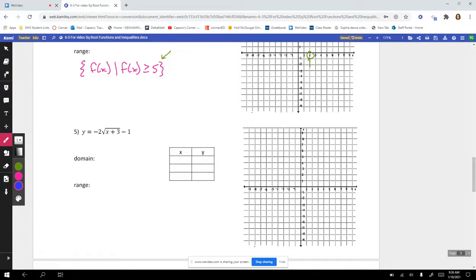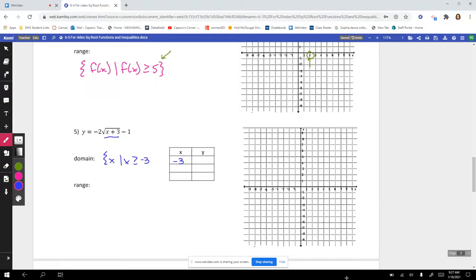This time I use y instead of f of x. It's the same thing, right? We know that they're interchangeable. So I just have to be careful when I write my range. So I know from previously looking at that, I know that my domain is going to be x such that x is greater than or equal to -3. So I'm going to put that in right away.